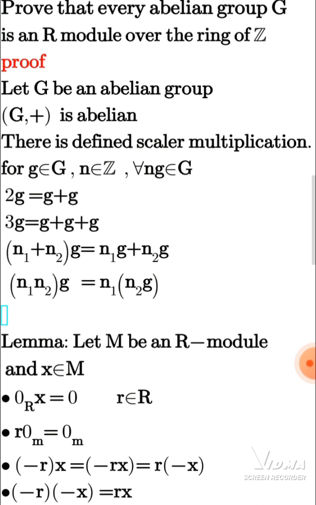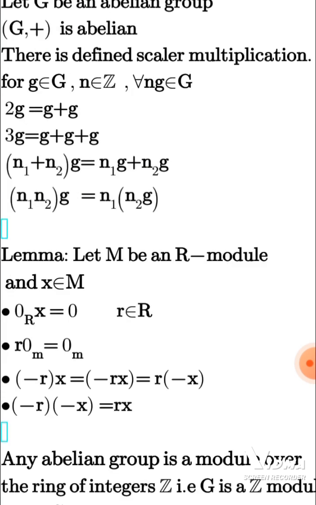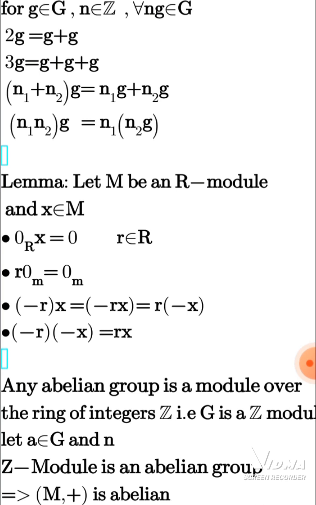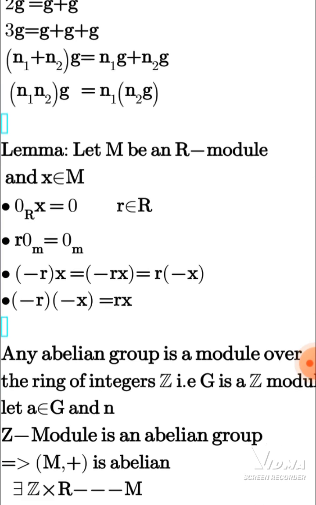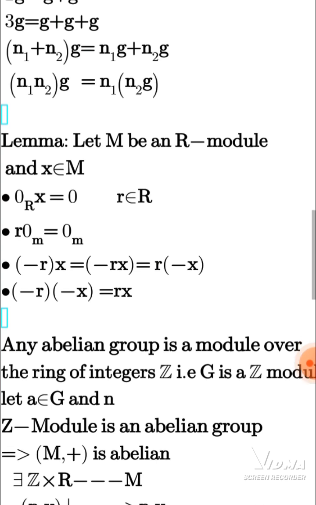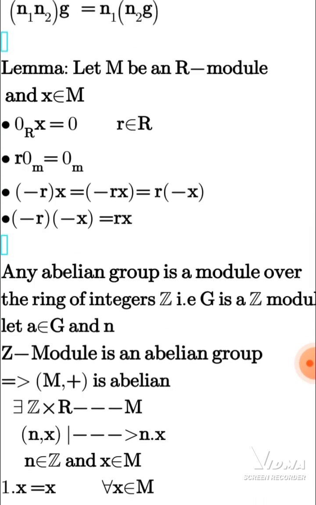But this 0 is in R, and we also have another 0: when the scalar multiplication is multiplied with 0, the 0 is now in M. Do you understand? So similarly, any abelian group over the ring of integers is a module, a Z module. We can also prove that.